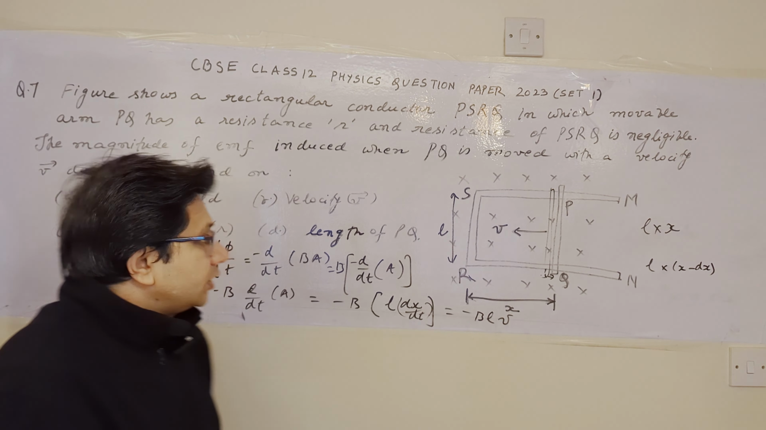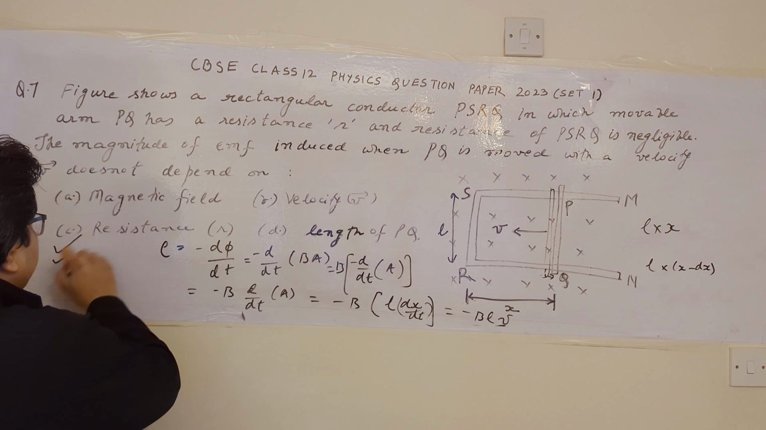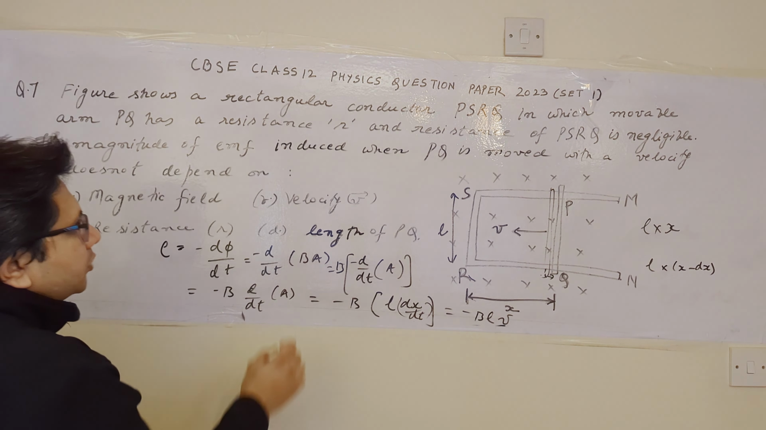So we can say that it does not depend on the resistance, because in this expression there is no term corresponding to the resistance of this rod. So we can say that option C is correct here, that the EMF does not depend upon the resistance. So this is the final answer.